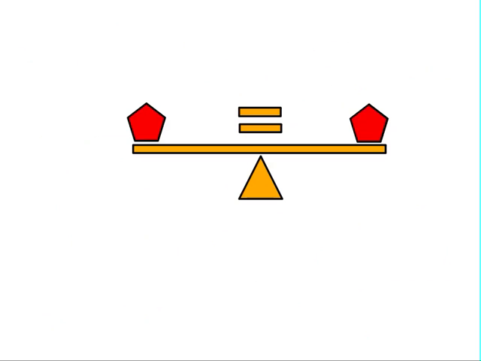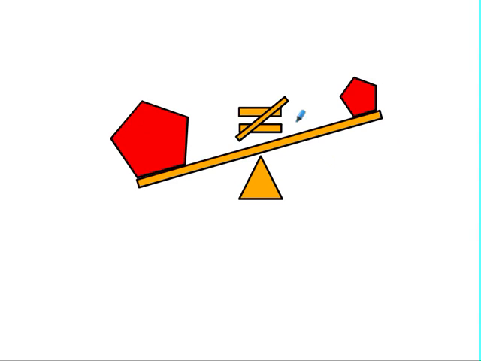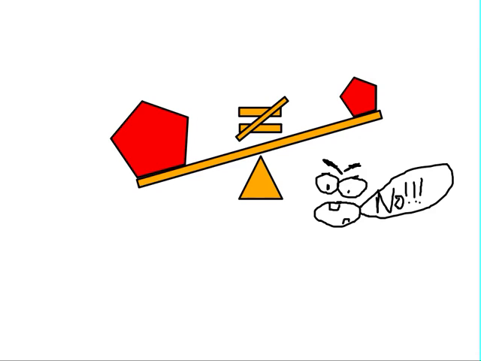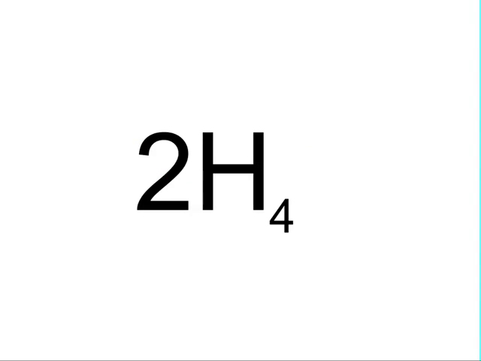Let's begin. Okay, you need to think about balancing equations like a seesaw. Your goal is to get them to balance equally. Okay, there's my equal sign. This is a seesaw. Both sides are equal. If you make one side way too big, we're no longer equal, and you get a big old ugly face that says no. Very ugly. Like my cousin. Moving on.